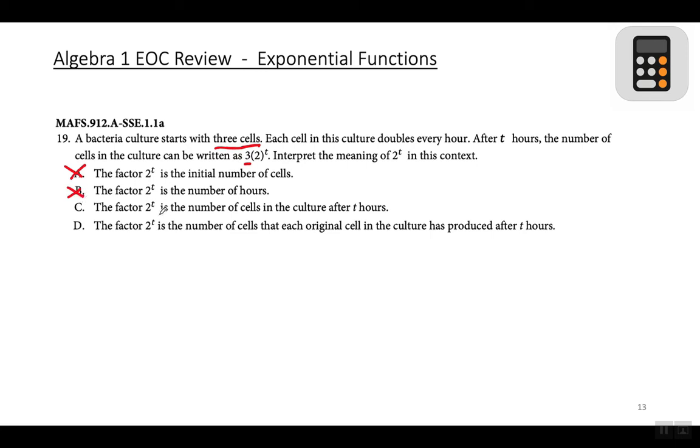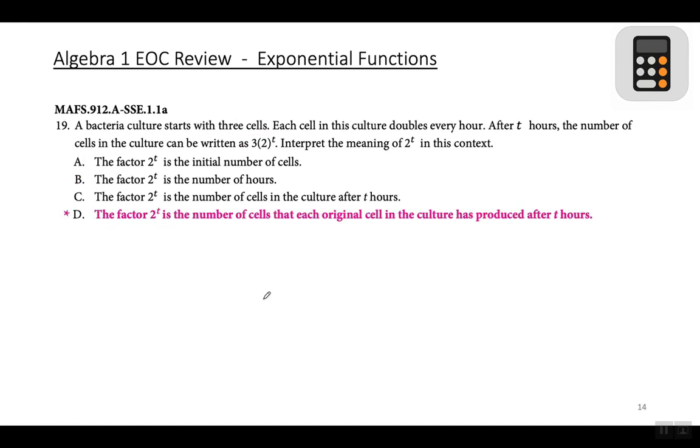The factor 2 to the t power is the number of cells in the culture after t hours. No, for the number of cells in the culture, you'd have to multiply that times 3. So the last one says the factor 2 to the t power is the number of cells that each original cell in the culture has produced after t hours. Yeah, D is the correct answer.